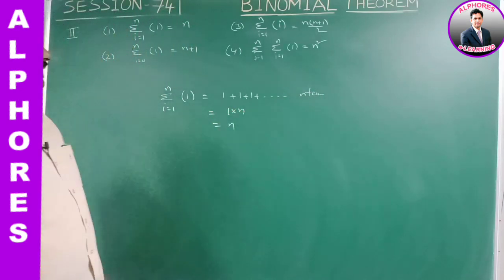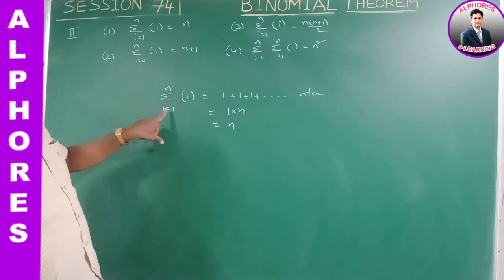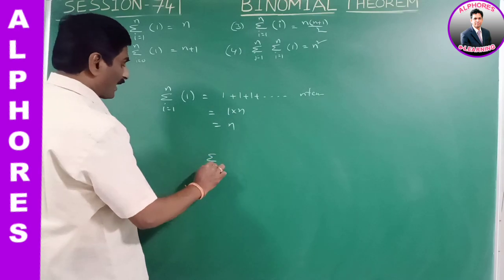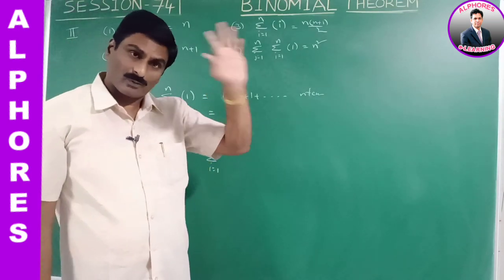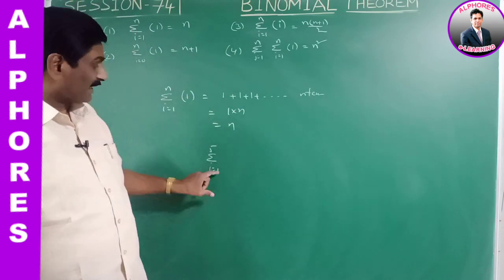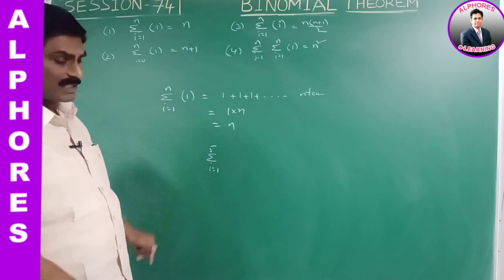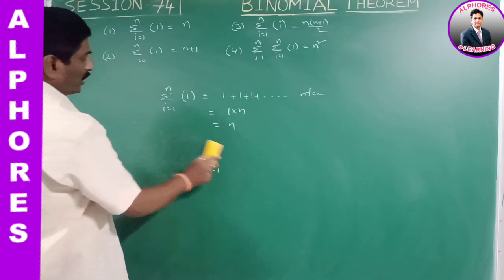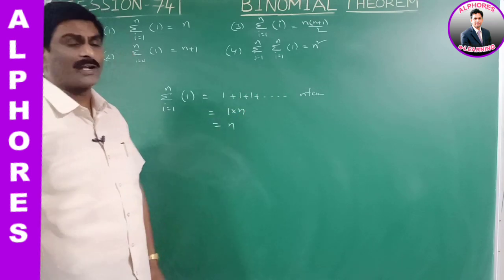Any doubt in this value? Sigma of 1, i = 1 to n. Suppose i = 1 to 5. Sigma i = 1 to 5 means we take 5 terms: 1 plus 1 plus 1 plus 1 plus 1, that means the result is 5. For 10 terms, i = 1 to 10, that means 10. Please note this value: sigma i = 1 to n of 1 is 1 plus 1 plus and so on n terms, 1 into n.